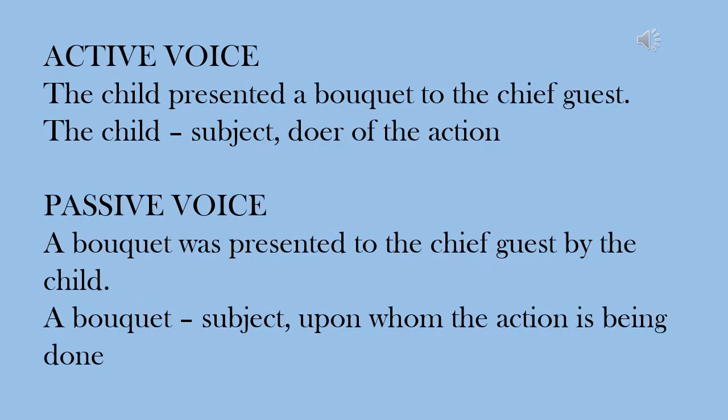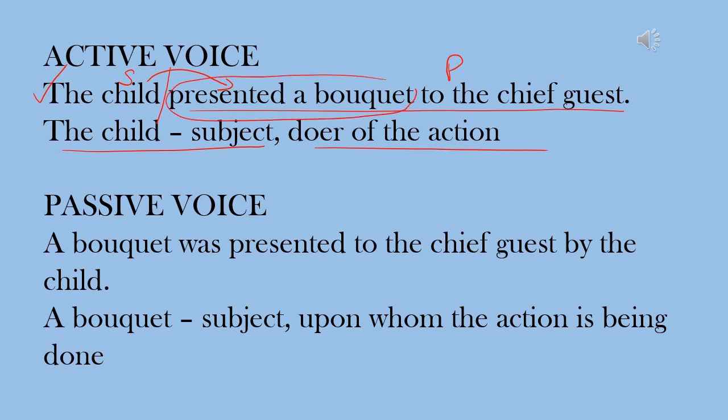The child presented a bouquet to the chief guest. So over here, the child is the subject. Presented a bouquet to the chief guest is the predicate. The child is the subject and the doer of the action. What action is the child doing? Presenting a bouquet to the chief guest. So presented is the verb and this verb, this action is being performed by the child.